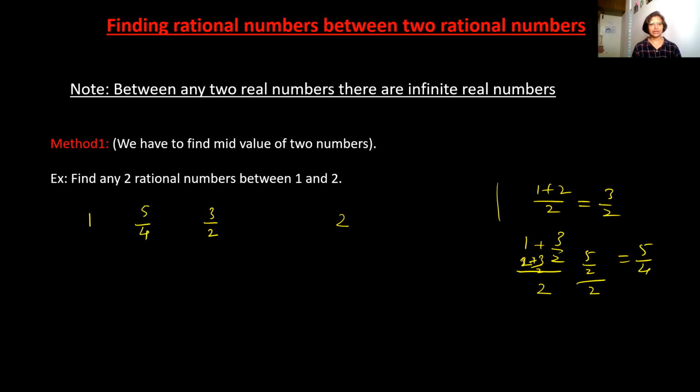So now you have found these two numbers between 1 and 2. If you want to find more numbers, you can add these two, you can add these two to find a number here, so it could go till infinity. So you can find infinite numbers. So here you can see between any two real numbers, there are infinite real numbers. You can go ahead and so on till infinity.